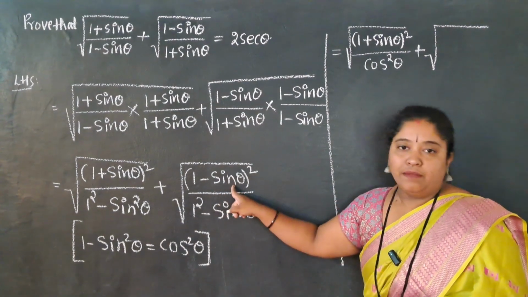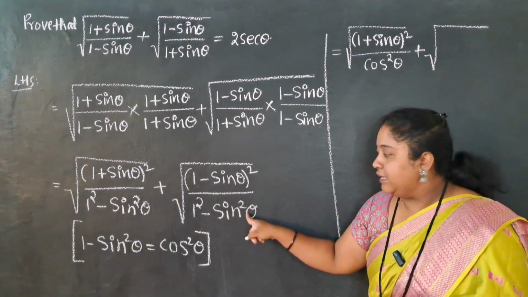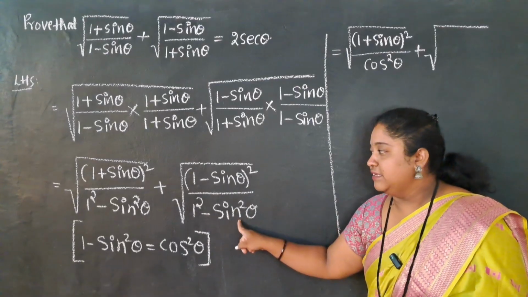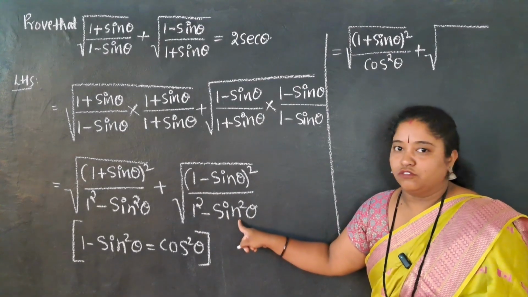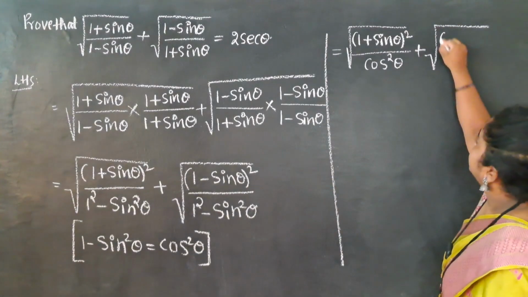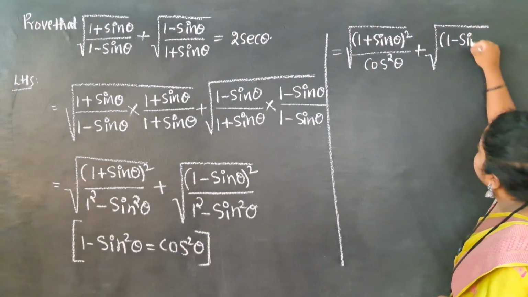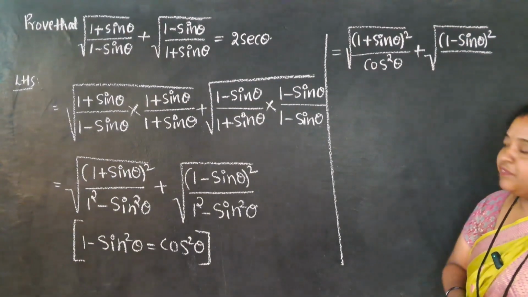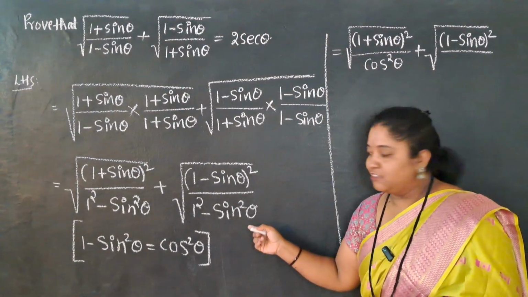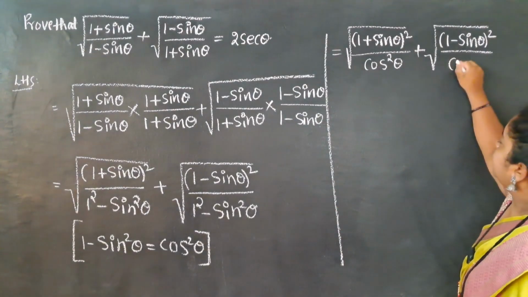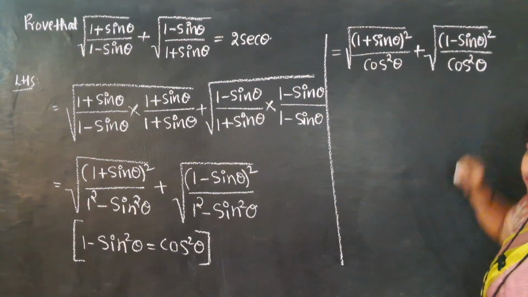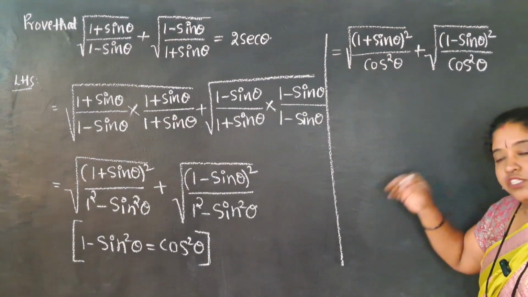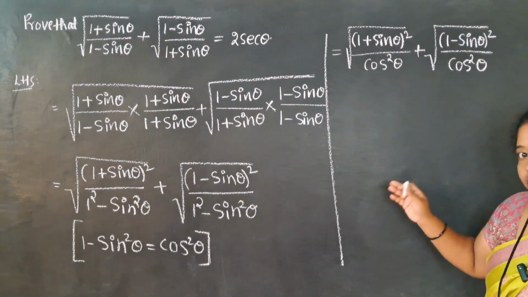I have (1 minus sine theta) the whole square divided by 1 minus sine square theta, which is nothing but cos square theta. So what I'll be having here is (1 minus sine theta) the whole square divided by, instead of 1 minus sine square theta, I'll put cos square theta. I hope it is understood. If not, just watch the video again and again, you will get it clear.